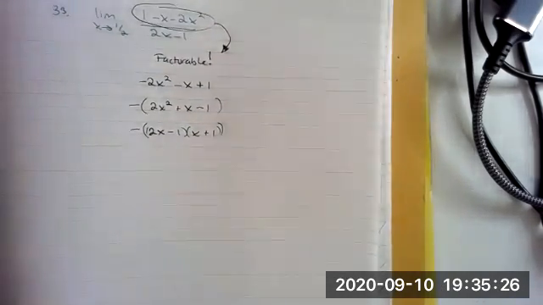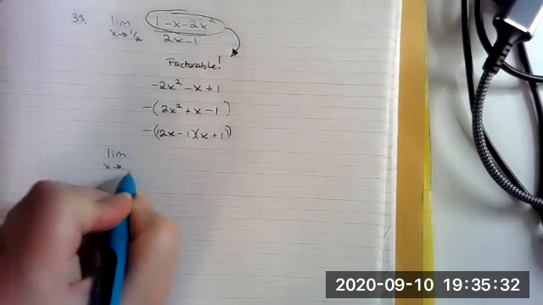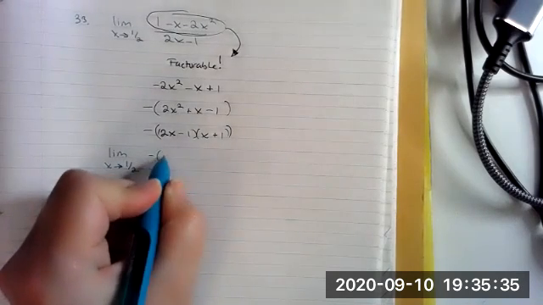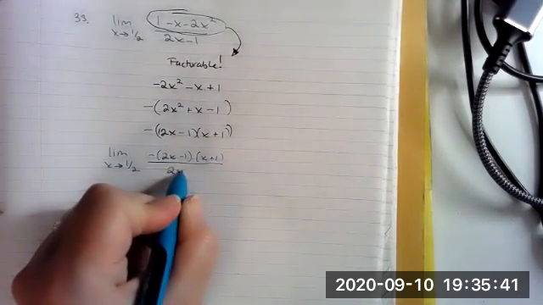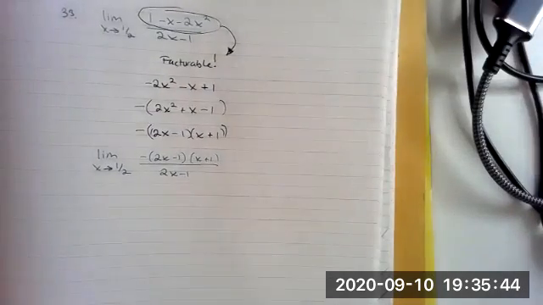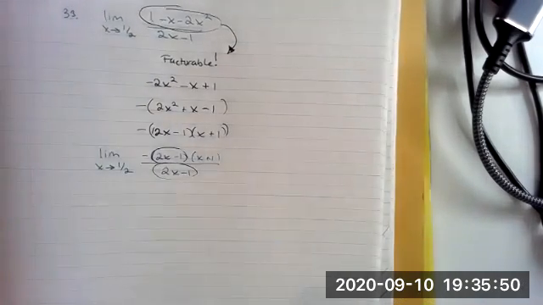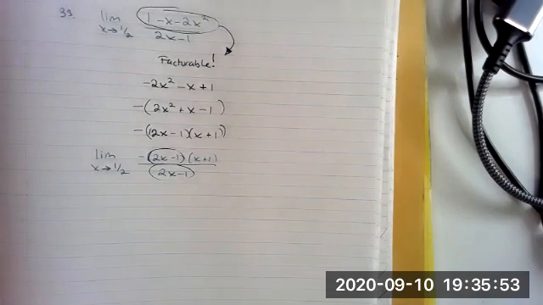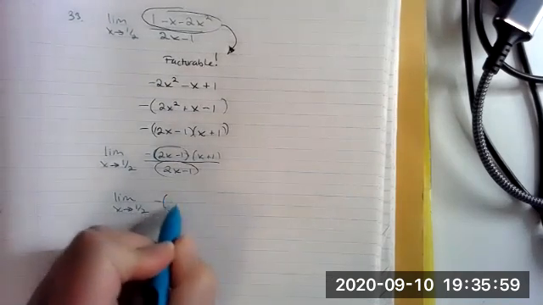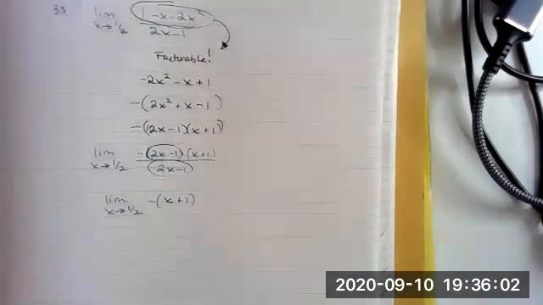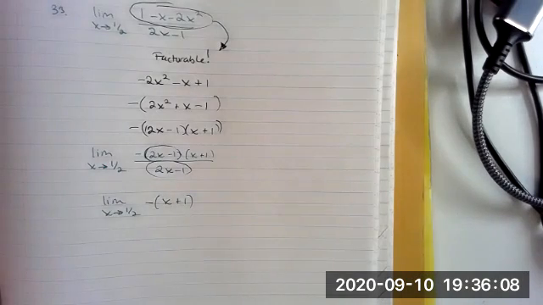Now I'm going to write the original problem, but with this in factored form. So I'm going to rewrite it: limit as x approaches 1/2 of negative (2x minus 1) times (x plus 1), all divided by 2x minus 1. Some of you have already looked ahead and seen that this actually divides out to 1. So that's going to leave us with limit as x approaches 1/2 of negative (x plus 1). That means x equals 1/2 is a removable discontinuity, because it's basically canceling here.